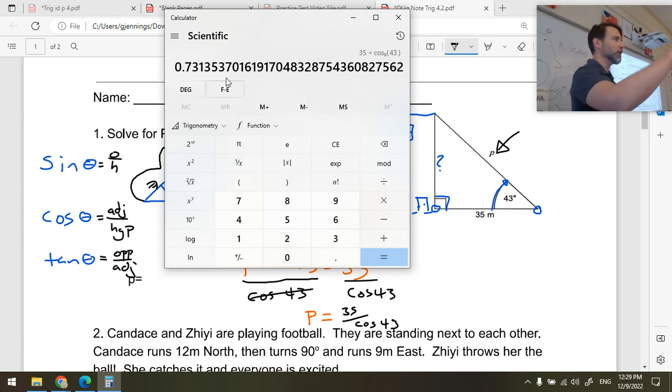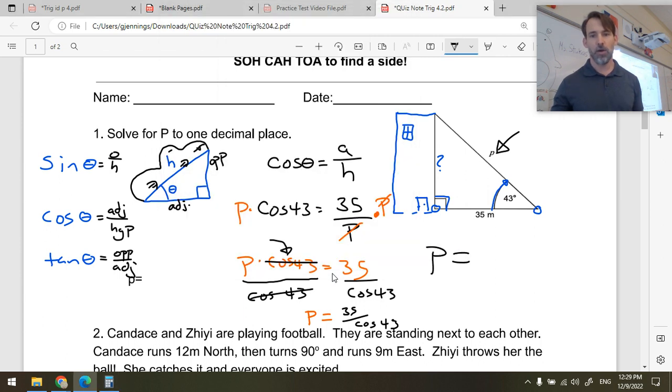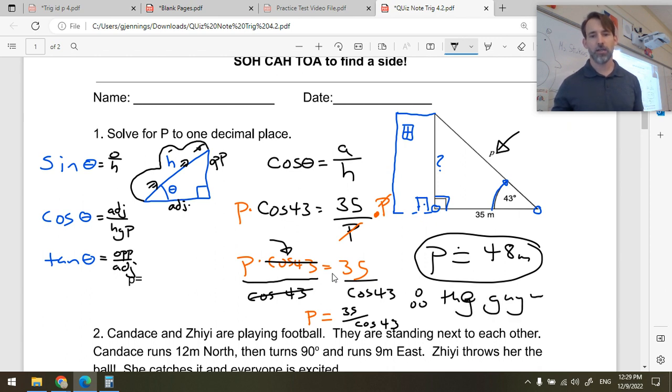It's saying that in a 43-degree triangle, the adjacent side is about 0.73. It's about 73% as long as the hypotenuse. When I push equals here, it does the operation and tells me 35 divided by that 0.7 whatever is about 48 meters. So P is about, and I use equal by rounding, 48 meters. I can circle that and say, therefore, the guy wire is 48 meters.